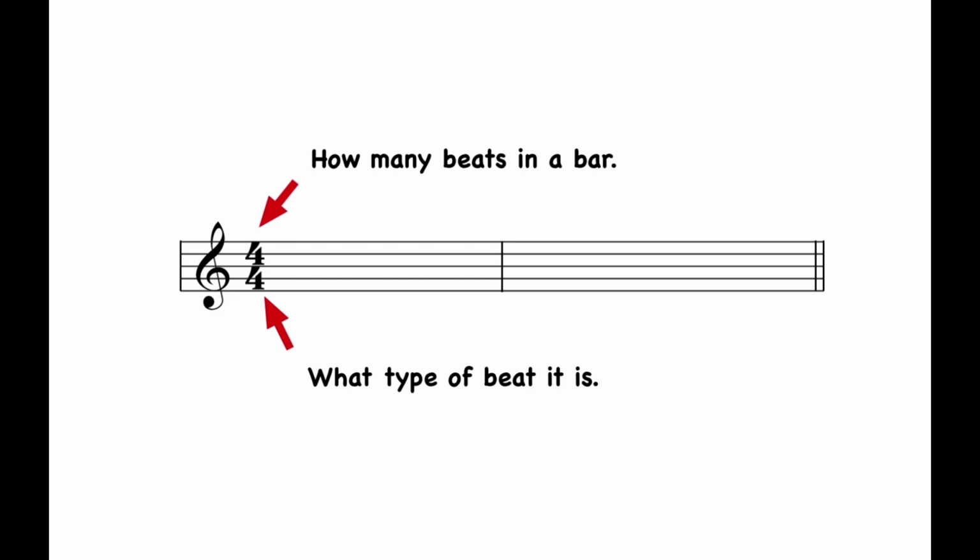The top number is telling you how many beats are in the bar and the bottom number is telling us what type of beat that is. So you are going to come across lots of different time signatures as you play, but in these early stages you'll be using the basic ones. So it's usually a 4/4 time signature.